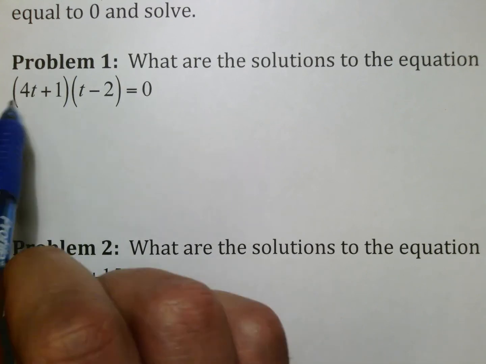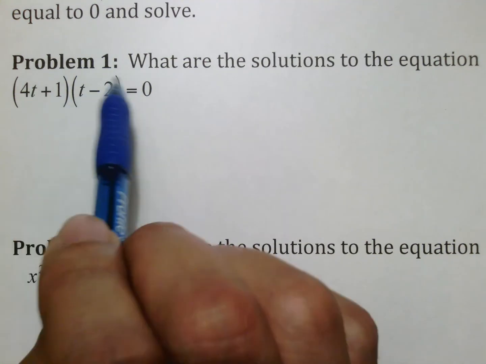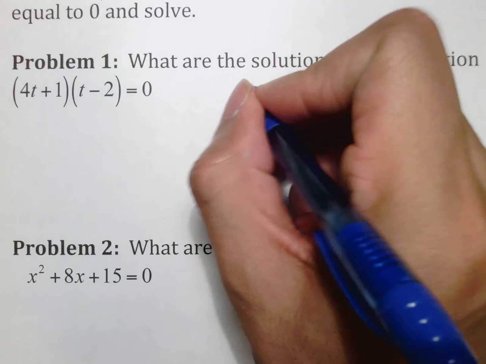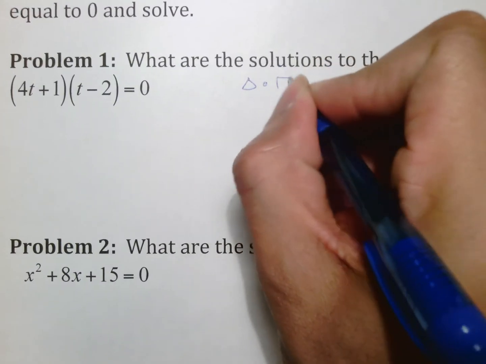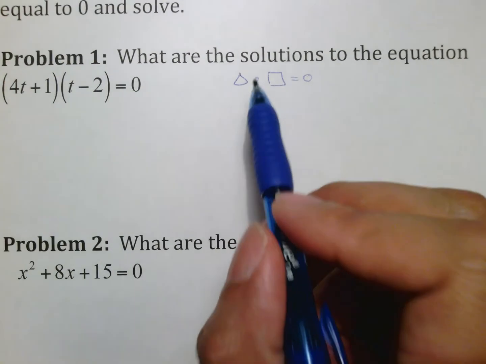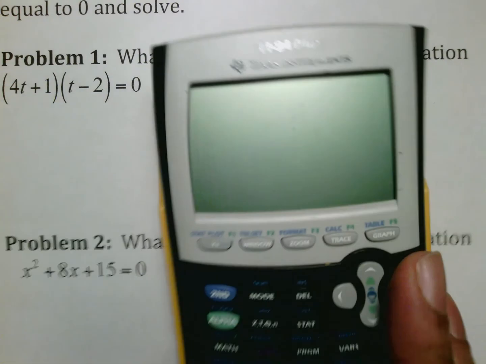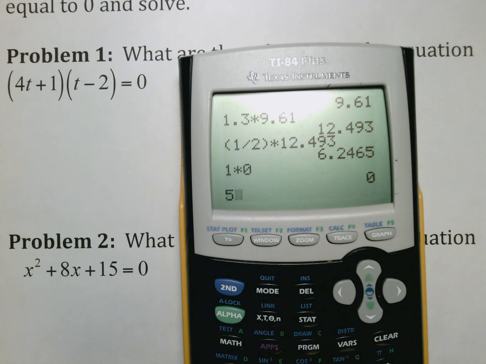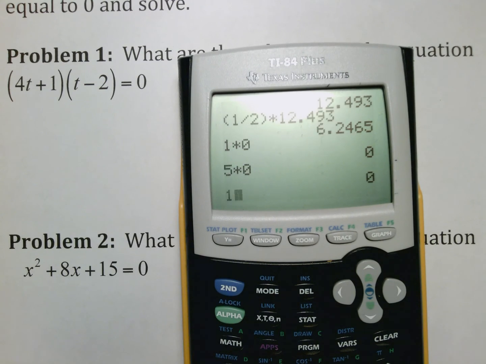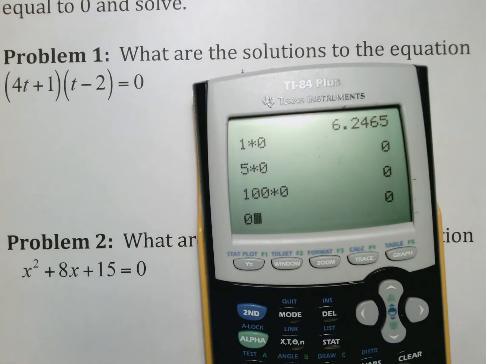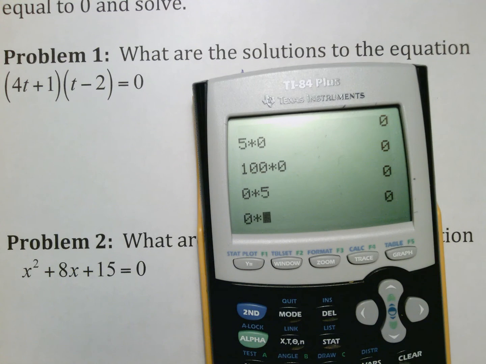Logically, what this means is that some number times some number equals 0. It has to equal 0, otherwise it doesn't work. But let's think about that. If I had a triangle number times a square number equaling 0, one of these numbers has to be 0. If triangle was 1, 1 times 0 is 0. If triangle was 5, 5 times 0 is 0. If triangle was 100, 100 times 0 is 0. So that means that this has to be 0, or triangle has to be 0. 0 times 5, 0 times 15.